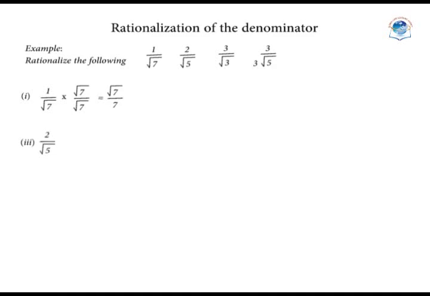Next, 2 over root 5. We rationalize by multiplying both the numerator and denominator by root 5. That will give us 2 times root 5 is equal to 2 root 5. Root 5 times root 5 is root 25, which is 5.